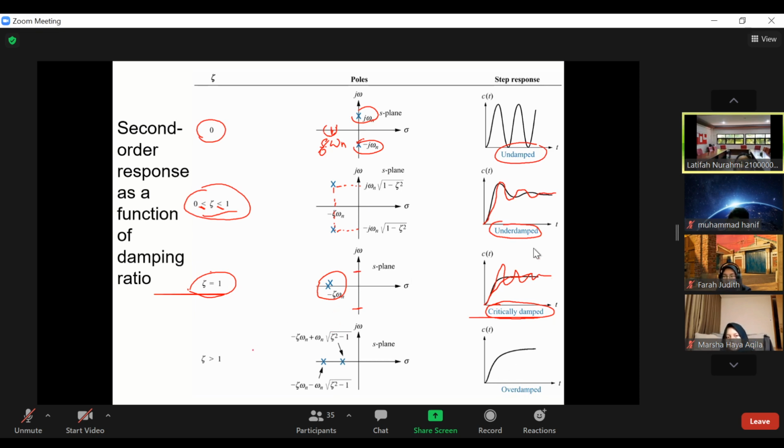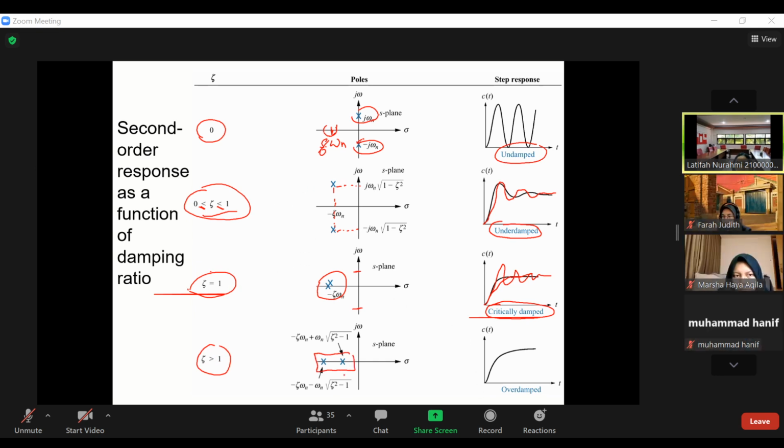Okay, and the last category is when zeta is bigger than 1. It could be 2, it could be 3, or any number. When zeta is more than 1, you have real factors. This is what we used to solve in the previous classes with partial fraction expansion, like this expansion.